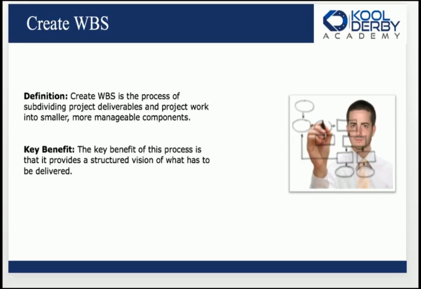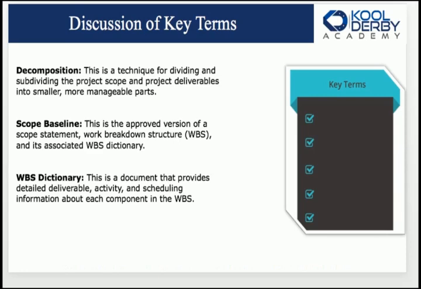The work breakdown structure on the exam is sometimes called the 100% rule. Again, the 100% rule, because only what's included in the WBS will be worked on for that project. If it's not included, then it's not part of the project. It is therefore excluded. I hope that makes sense. Here are some of the key terms.